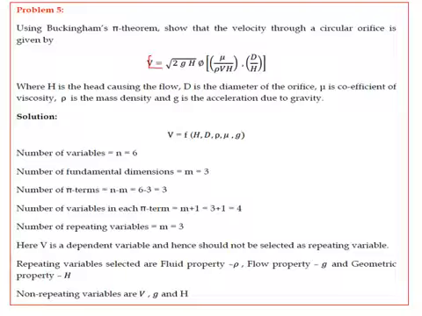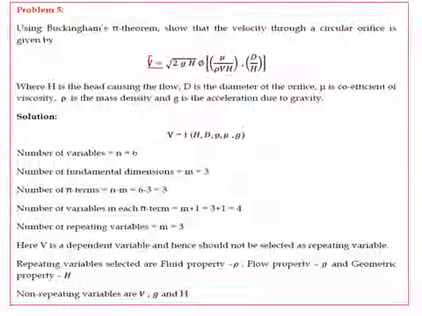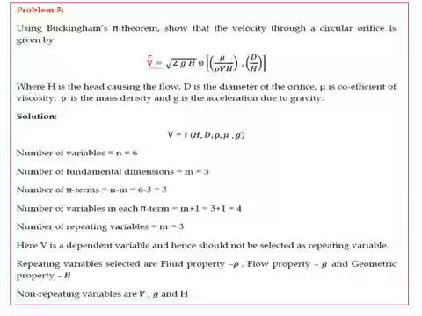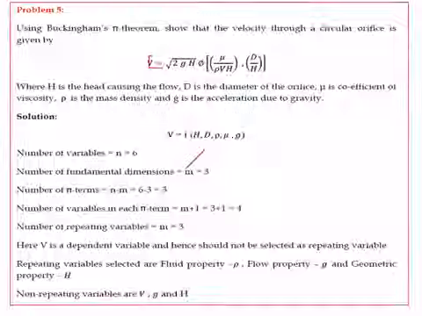So v is a function of h, d, mu, rho, g. Number of variables are 6, number of fundamental dimensions are 3, number of pi terms is 3, number of variables in each pi term should be equal to m plus 1, so 4, number of repeating variables should be equal to m, which is 3. So here you have to be very careful in taking the repeating variables. v is a dependent variable and should not be selected as a repeating variable.